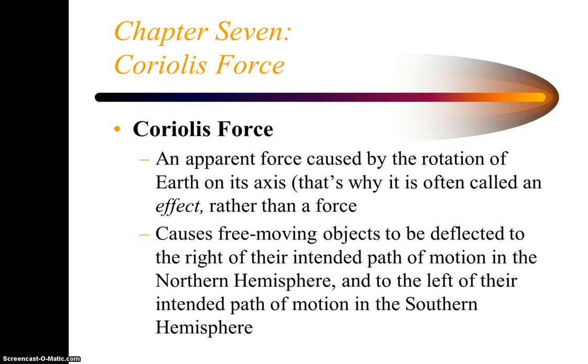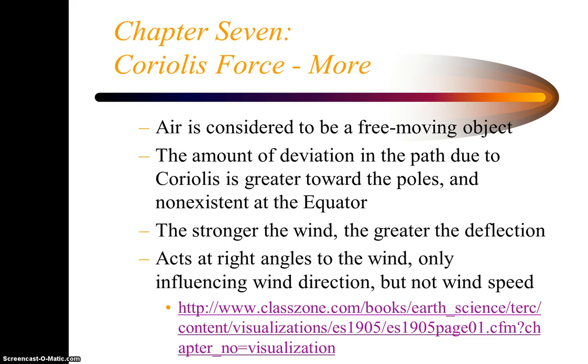Now we're going to talk about the second one, Coriolis force, which is an apparent force that is caused by the rotation of Earth on its axis. That's why it's called an effect rather than a force in some textbooks. But to be consistent, since your textbook calls it Coriolis force, we're going to call it Coriolis force. Because the Earth spins on its axis, this causes free-moving objects to be deflected to the right of their intended path of motion in the northern hemisphere and to the left of their intended path of motion in the southern hemisphere. Now, for purposes of the discussion, air is considered to be a free-moving object in the Earth system.